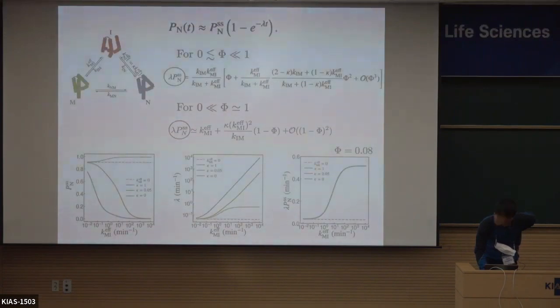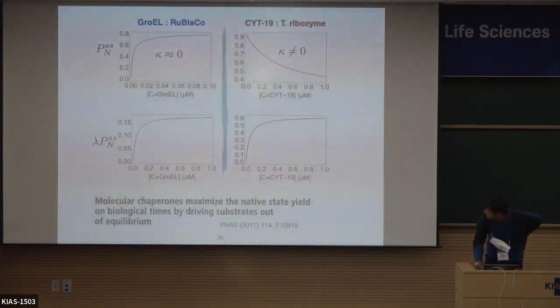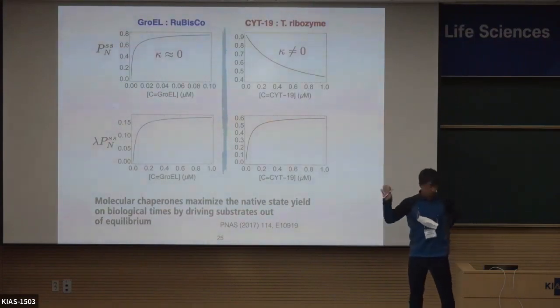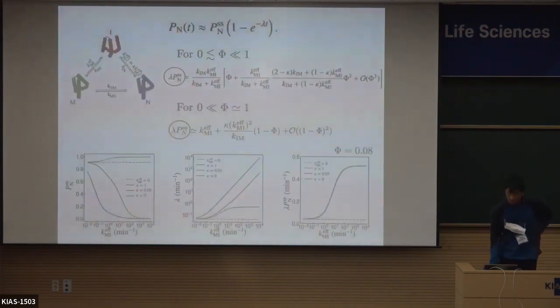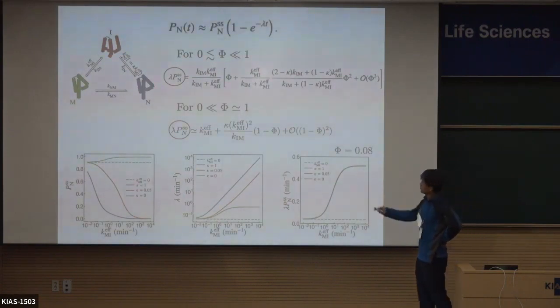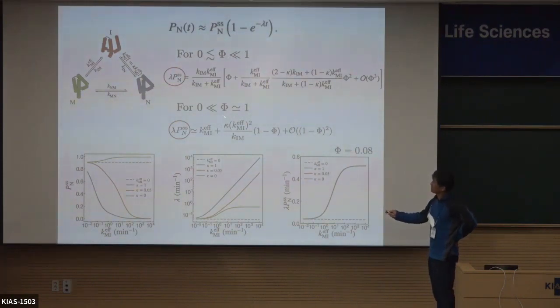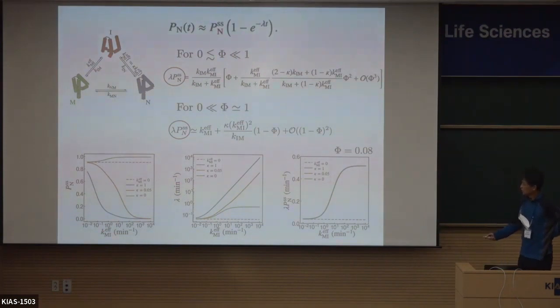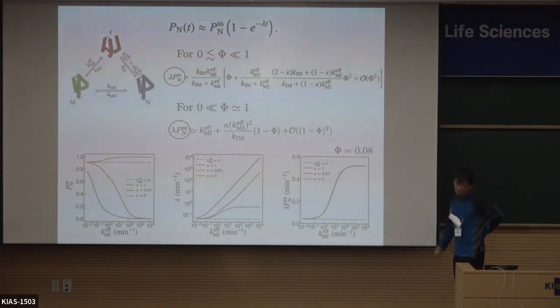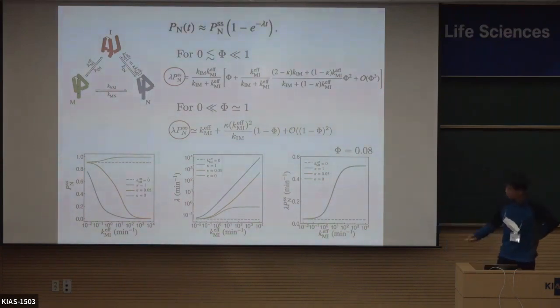Even though I just multiply by this lambda, a number we obtained from the analysis, this lambda can actually be obtained analytically from the three-state kinetic model. So you just multiply by this lambda, and this is the entire expression for the small phi and the large phi. As you see, if you increase the chaperone action, lambda PSS increases whatever kappa is. It always increases the yield per unit time.